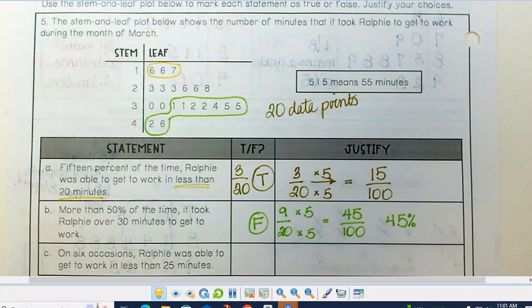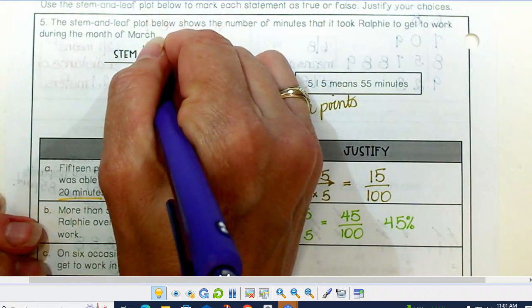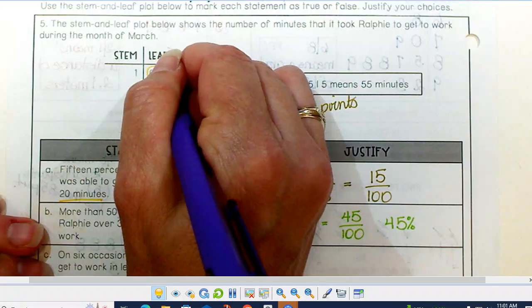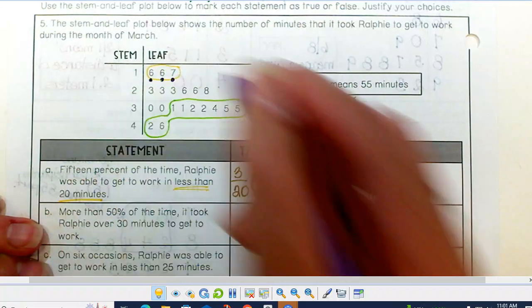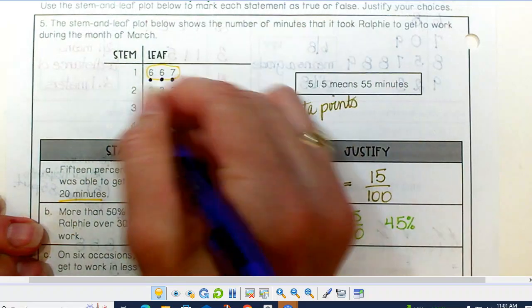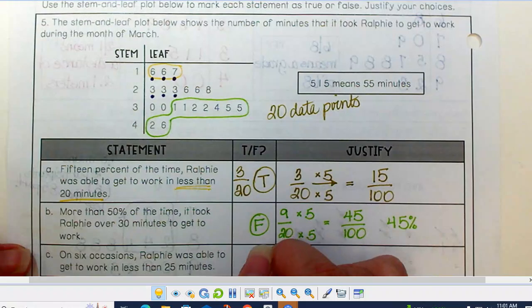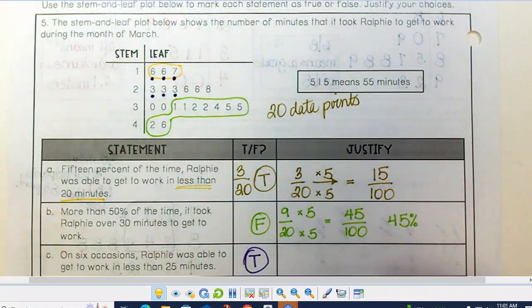On 6 occasions, Ralphie was able to get to work in less than 25 minutes. Well, if he makes it to work in 16 minutes, that's less than 25 minutes. That's less than 25 minutes. That's less than 25 minutes. 23 minutes is also less than 25 minutes. So 6 times. 1, 2, 3, 4, 5, 6. Yep. All right.